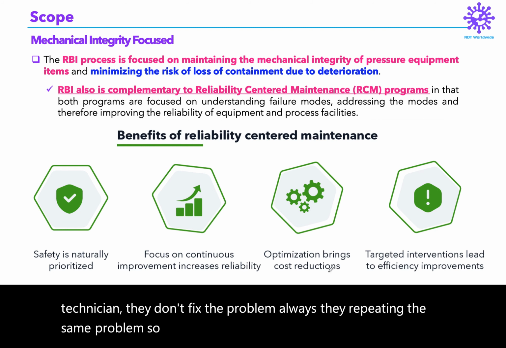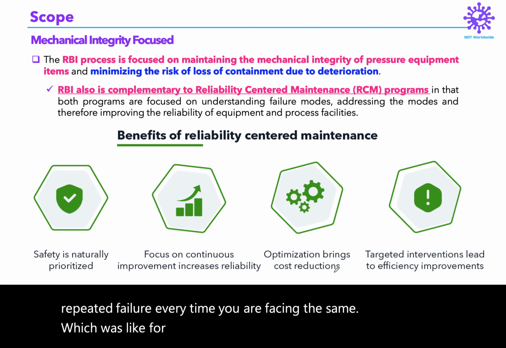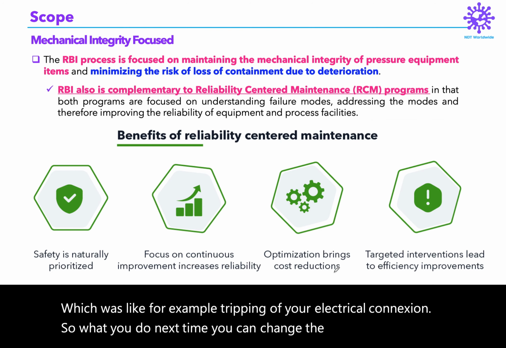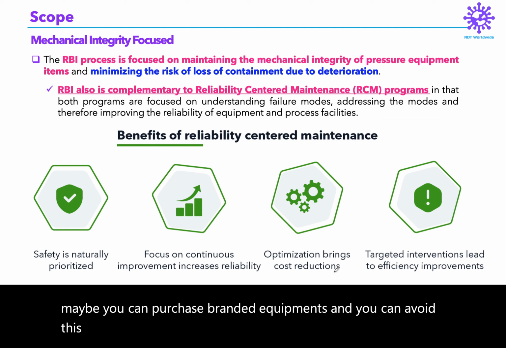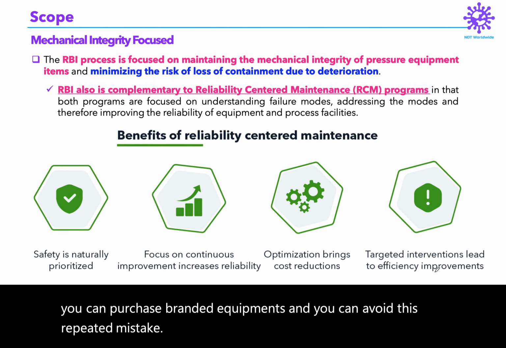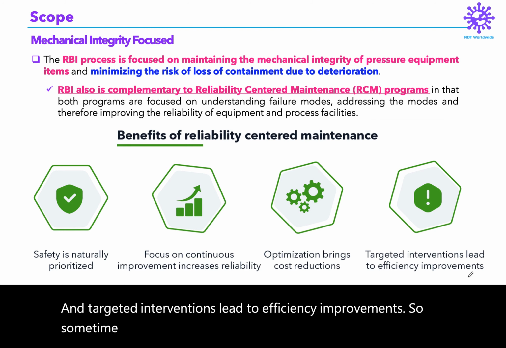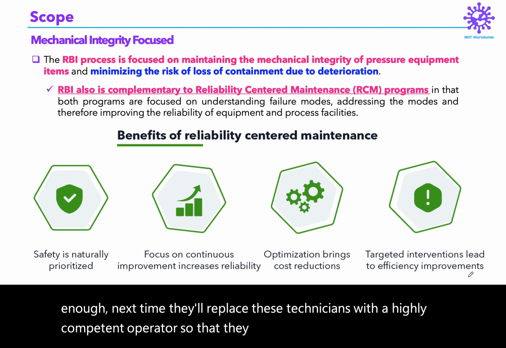Optimization brings cost reduction. If it is a repeated failure, every time you are facing the same issue, for example tripping of your electrical connection, next time you can change the switch ports, or maybe purchase branded equipment, and you can avoid this repeating mistake. And targeted interventions lead to efficiency improvements. Sometimes if they think the operators are not competent enough, next time they'll replace these technicians with a highly competent operator so that they can minimize the failures.